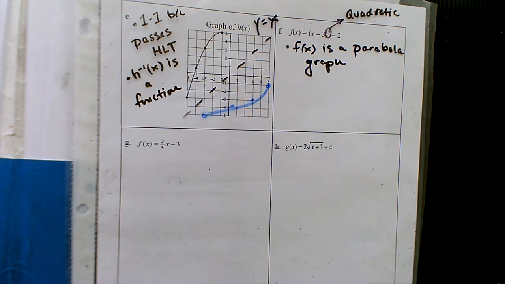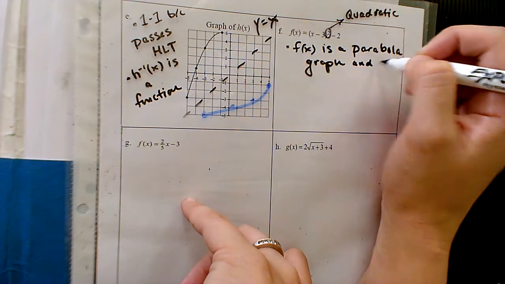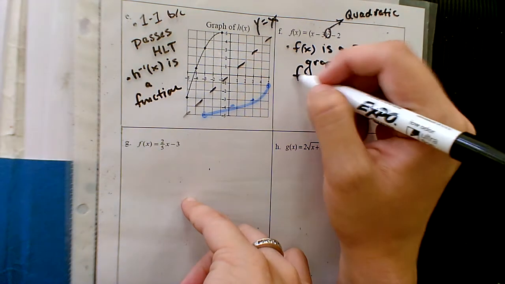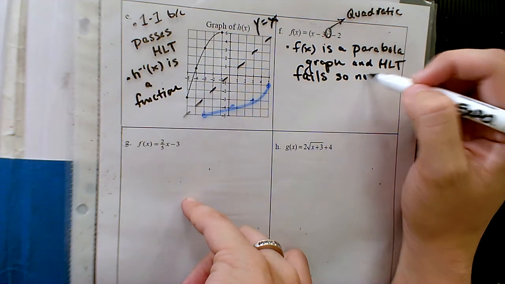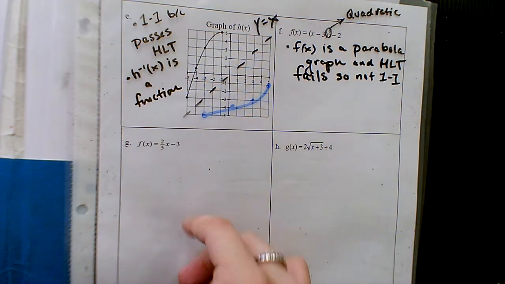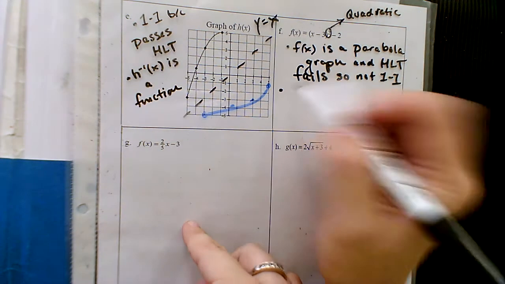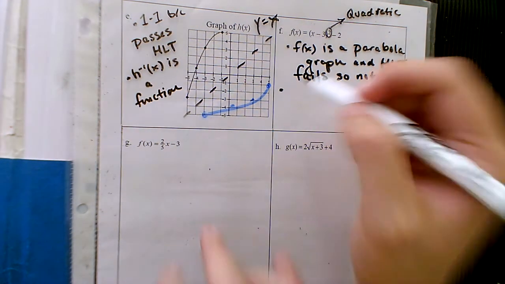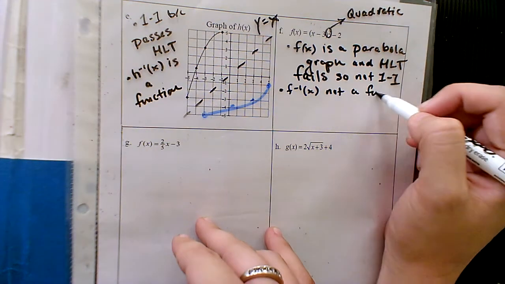Would a parabola pass the horizontal line test? No, because it would touch twice. All right, so f of x is a parabola graph, and the horizontal line test fails. So we're not one-to-one. What do we know about the inverse? Yeah, not a function. All right, so the inverse, not a function.